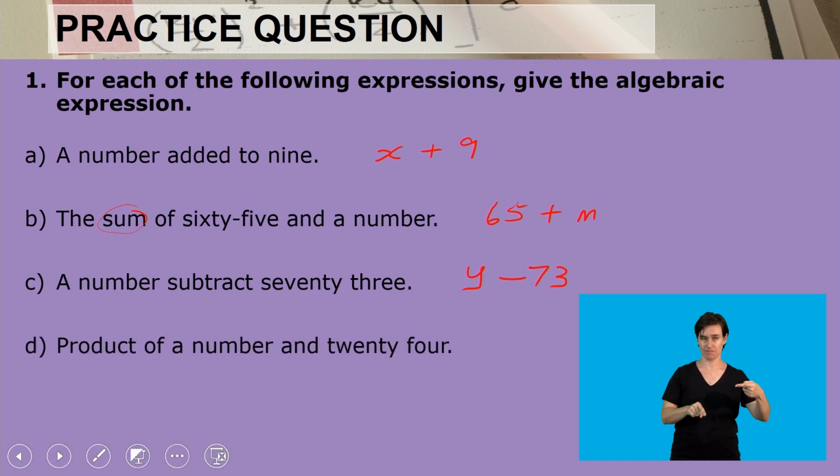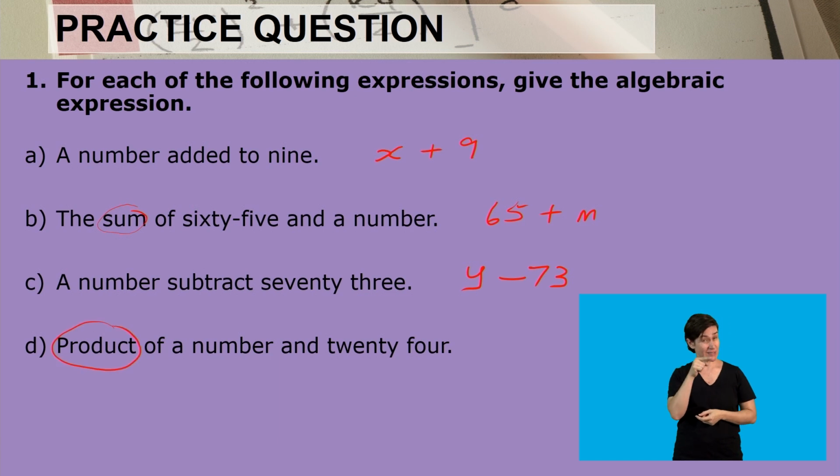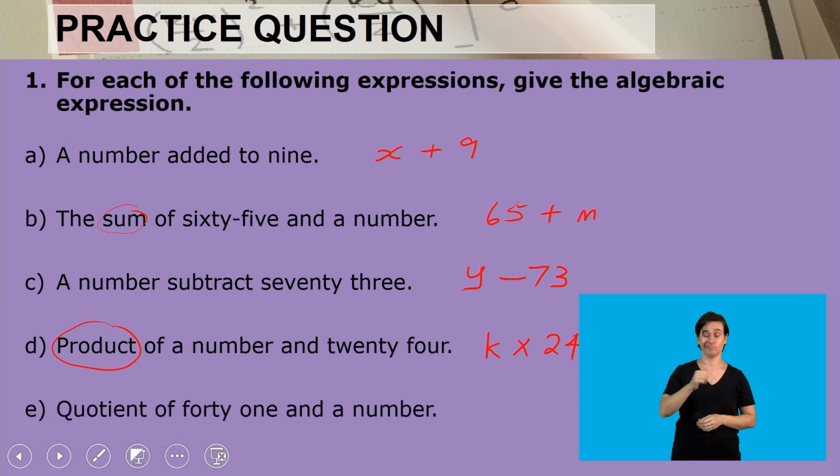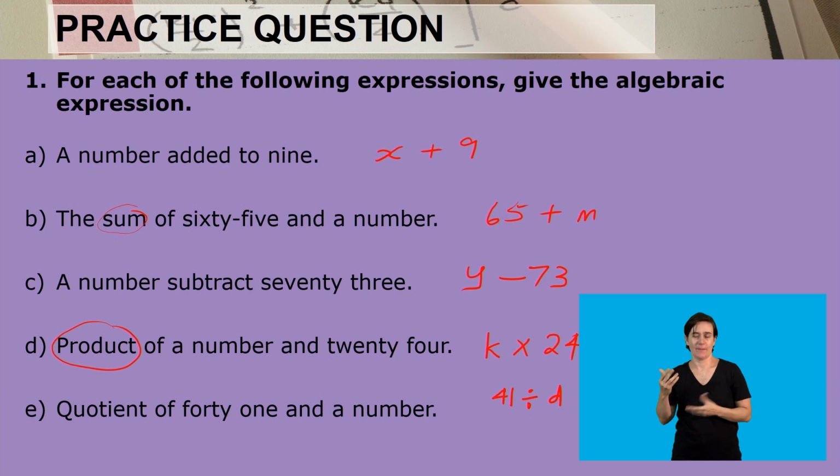And the next one is the product. Keyword, product of a number and 24. So that number, let's say the number is k, must be multiplied with 24, because the product comes from multiplication. And then the next one is a quotient of 41 and a number. So that one we would write as 41 divided by m. That's our unknown number. So that's how we write those sentences into expressions.